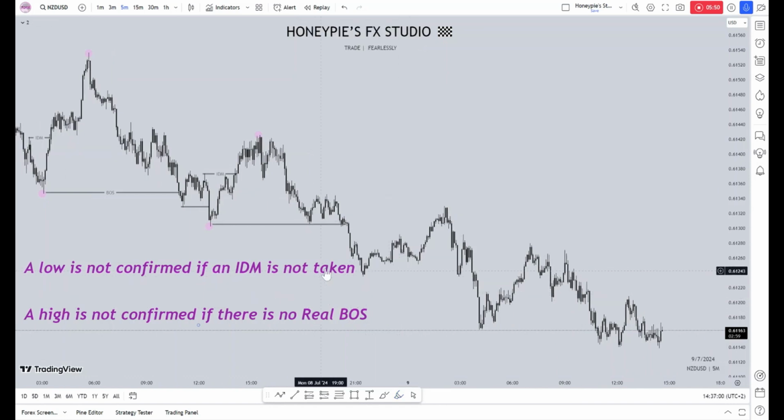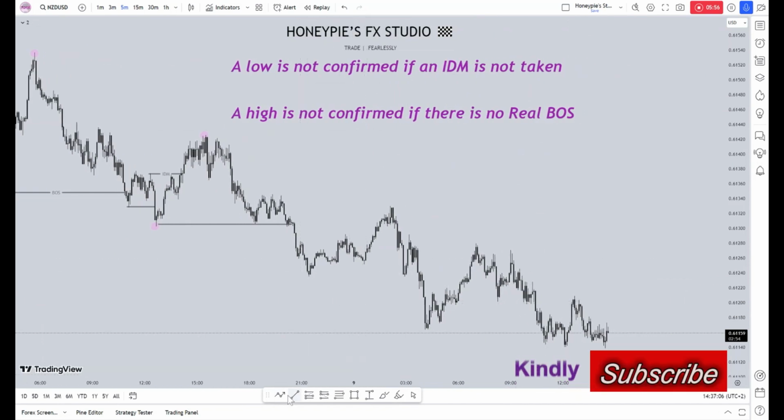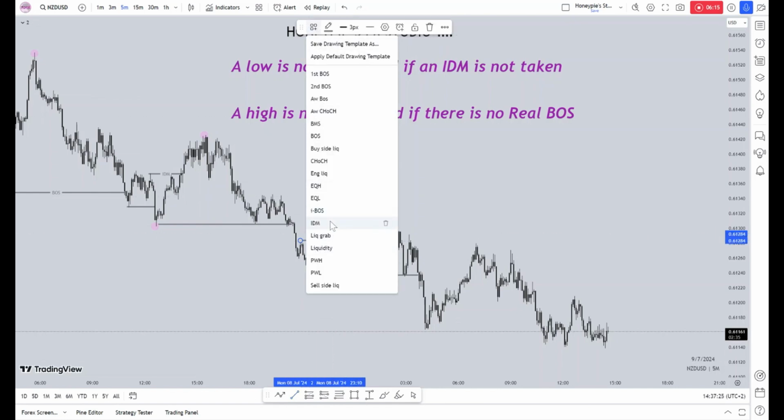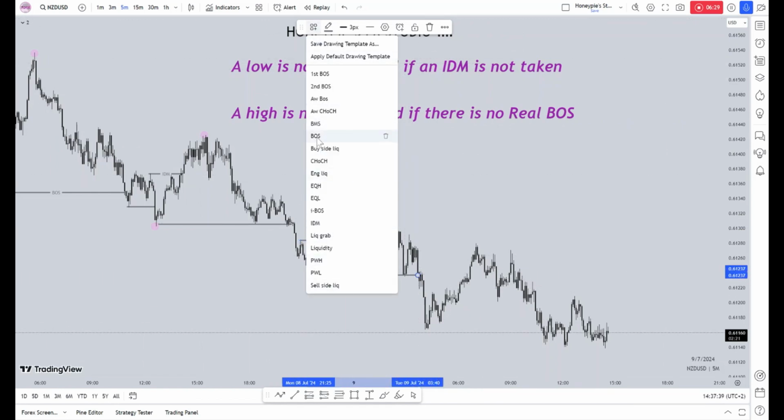Okay, now let's move down to this particular point over here. Let's take this into consideration. From this point to this point, this is a break of structure. Why is this a break of structure? Because a pullback over here, which is an inducement, was taken before this particular zone over here was broken. So this high is confirmed, just like we said, because we have a real break of structure over here. Okay, just follow me, you get what I mean.